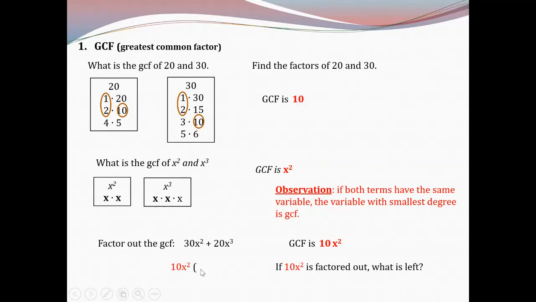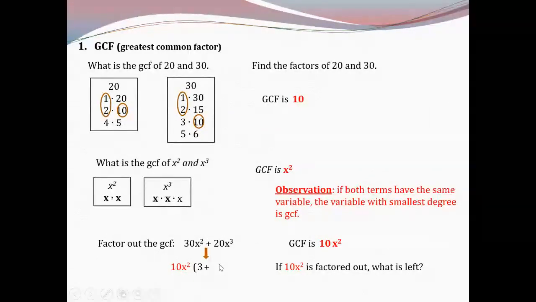Here, guys, you can do it 2 ways. You can do division or multiplication. Here, you can ask yourself, what number times 10 will give me 30? The answer is 3. We have x squared and we need x squared. Do we need more x's? No. So then the sign comes down.